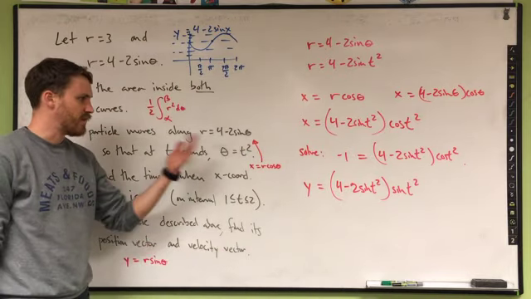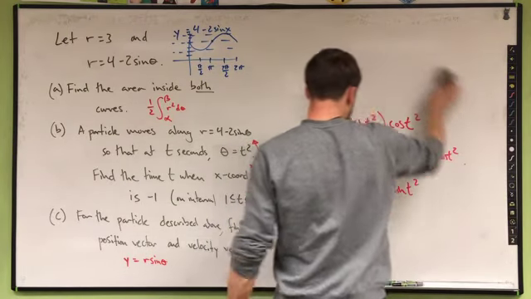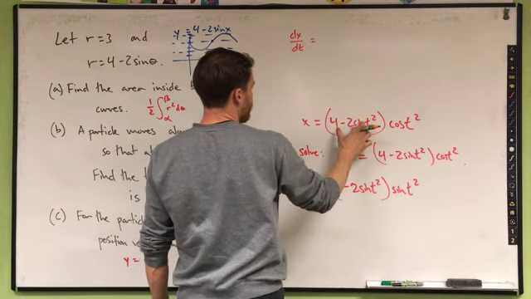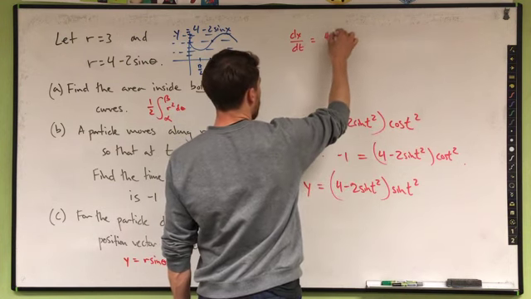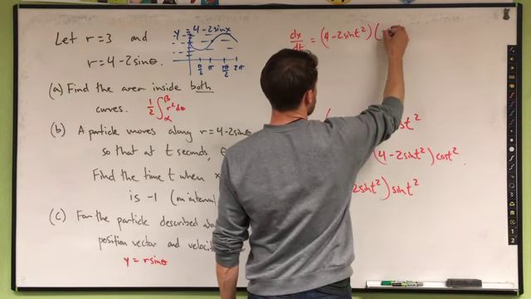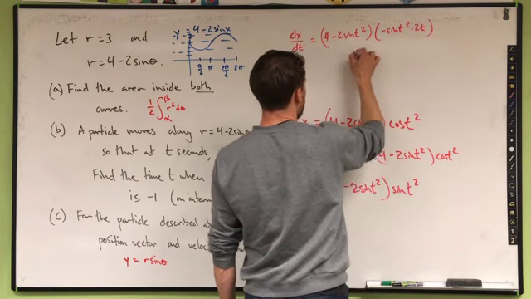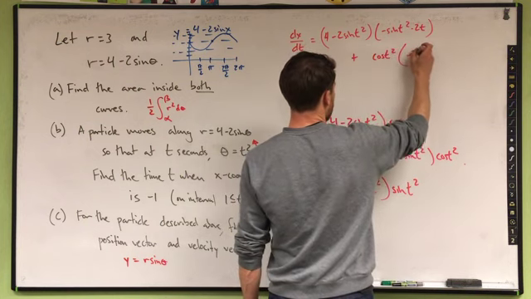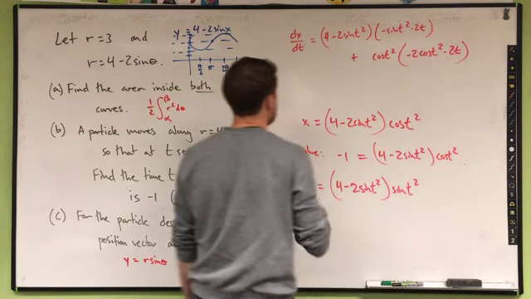Now, velocity vector, I would need to take the derivative of both of these, which is kind of messy, but it's definitely possible. So that would be dx/dt, and dx/dt would be using the product rule. This times the derivative of this plus this times the derivative of this. So that would be 4 minus 2 sine t squared times the derivative of cosine t squared, which is negative sine of t squared times 2t, using the chain rule. Then plus the second, which is cosine of t squared, times the derivative of the first, which would be -2 times cosine of t squared times 2t. So that is dx/dt.